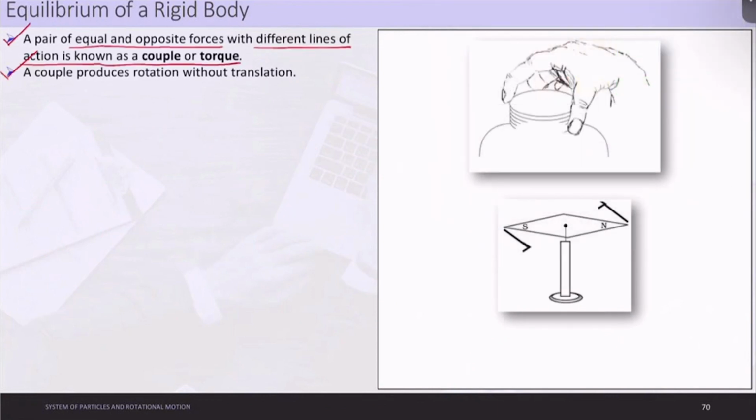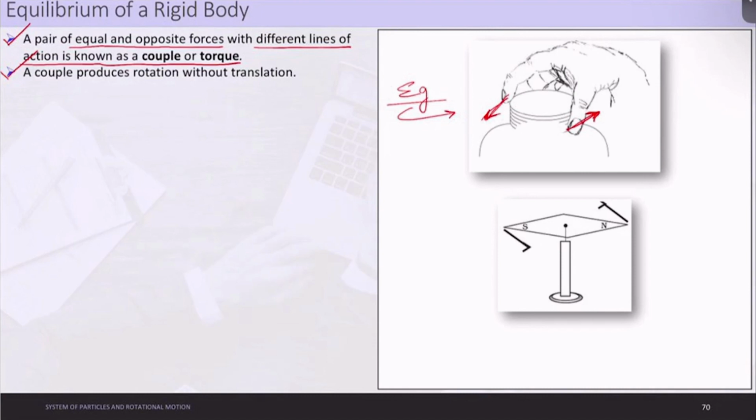Moving on, so this is one of the examples of a simple understanding of a couple. So let us say there is a cap which we need to open. So using our hand, what we basically do, we push the thumb in this direction and we push our index finger in this direction. So basically, if you see clearly, there is a couple being formed here. And what happens with the couple?